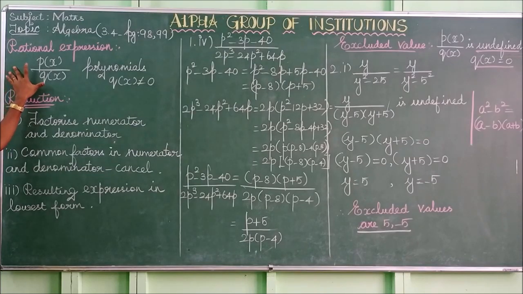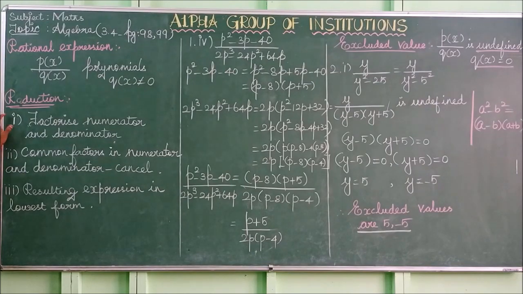So what are the polynomials present here? P of x is the numerator and Q of x is the denominator. So ratio means P of x divided by Q of x. So listen, next one is reduction. How to reduce it to the lowest form. An expression will be given in the question, and you have to reduce it into the lowest form.